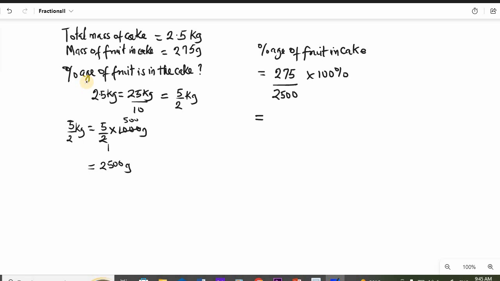So 5 goes in 275. Remember, 5 in 27 gives 5, right? The remainder of 2, and 5 in 25 gives 5. Okay. Now 5 in 2500 is 500. 5 in 55 is 11. 5 in 500 is 100. And 100, we cancel 100 here. So we're left with 11. So we're left with 11%. So this is the answer.